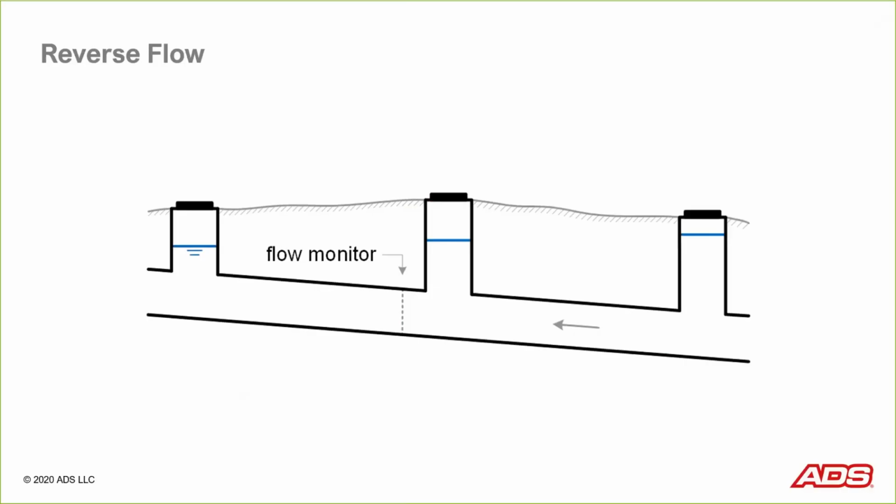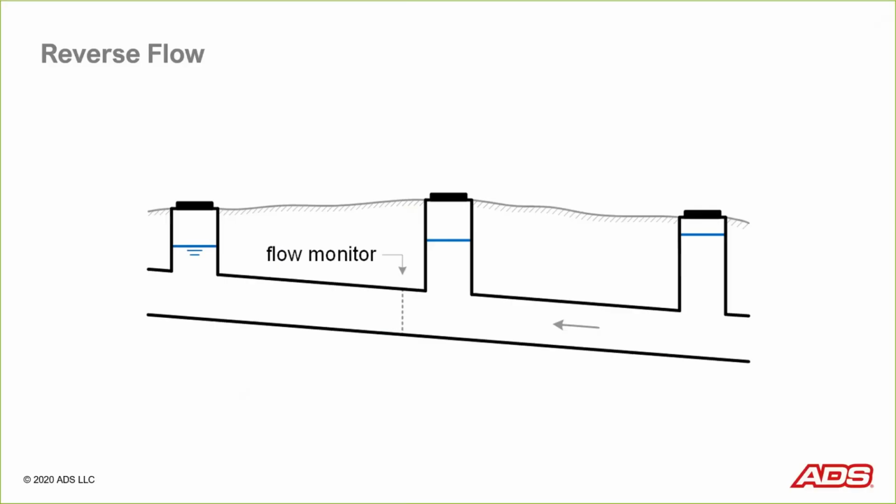But I want to show you one example of where it has happened and it was confirmed and what it looks like. So I'm showing you a profile drawing of a sewer with reverse flow. And to have reverse flow, you have to have your elevations in your manholes such that they're driving flow in the reverse direction.